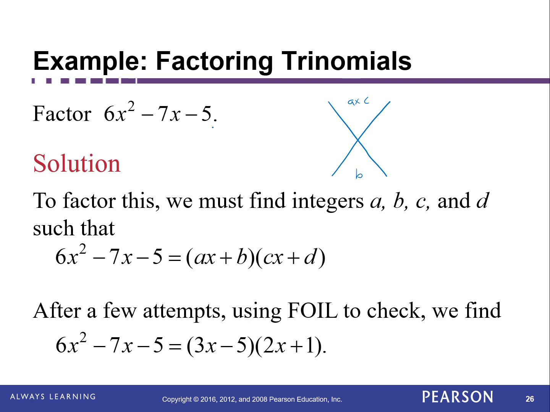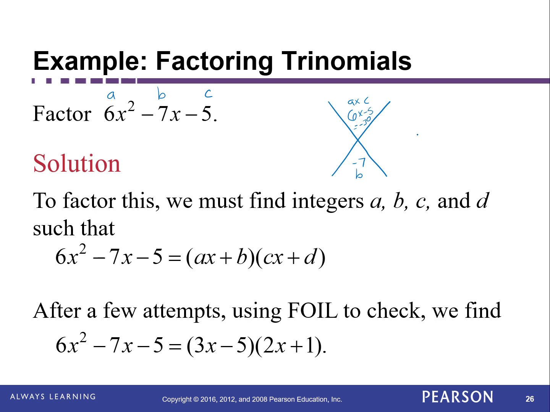Now, remember, this is your A, this is your B, this is your C. A is always in front of the x squared, B is always in front of the x, and C is your constant at the end. Now, if I look at A times C, I'm looking at 6 times negative 5. That's going to give me negative 30. And B is negative 7.